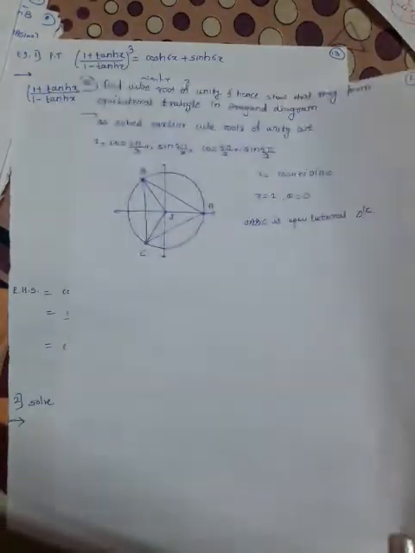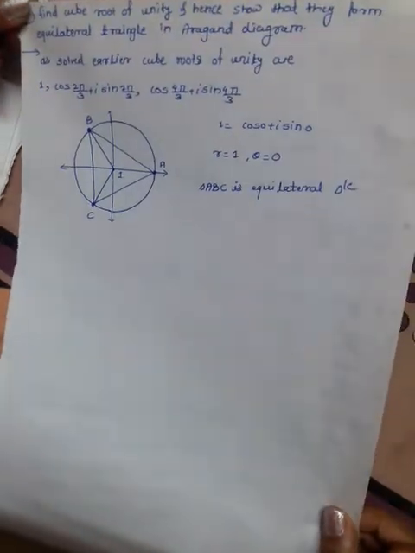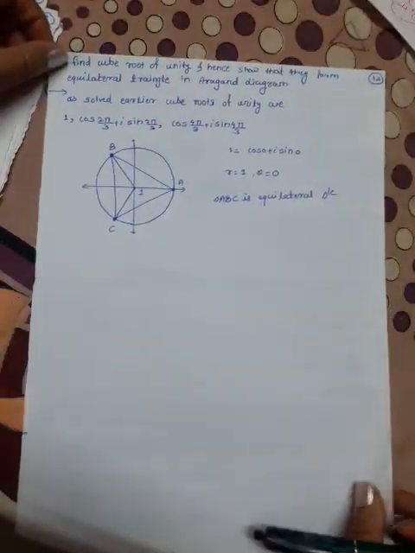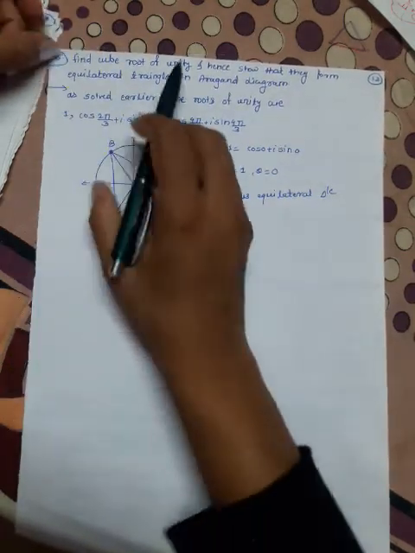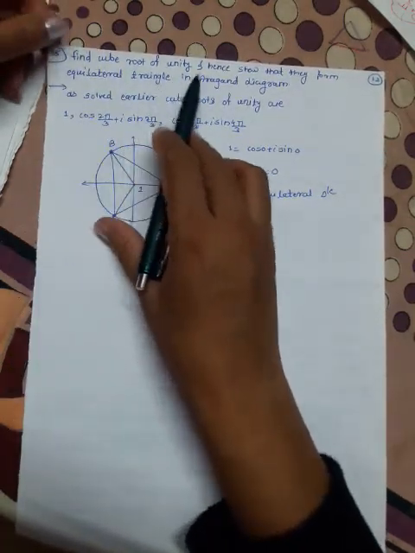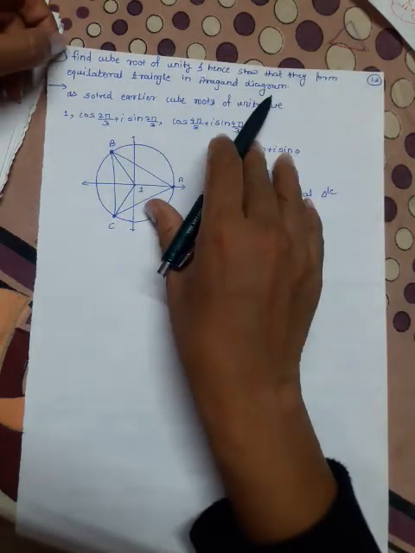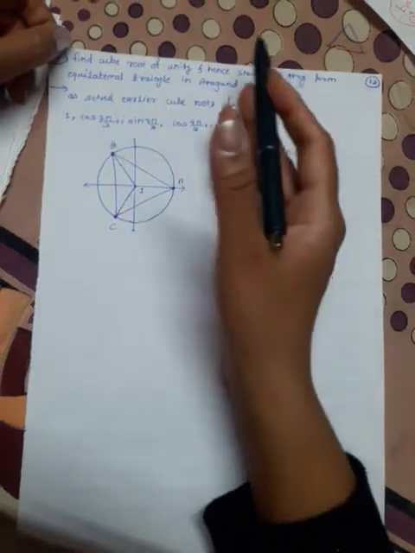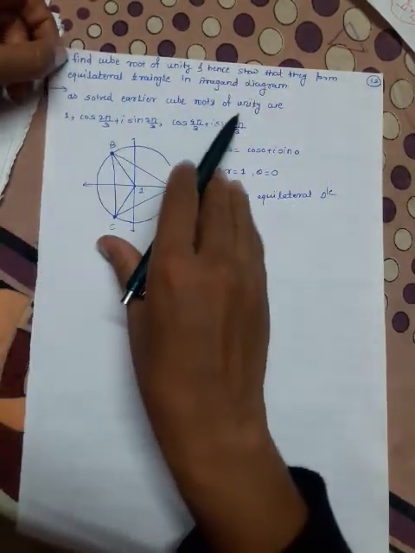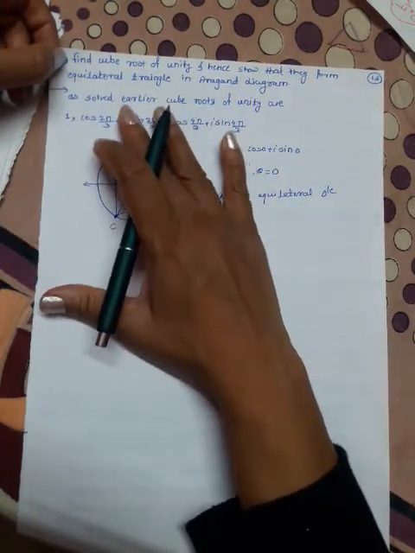Let us see the next example. This is an easy example. This is homework for you. I already solved this example. Find the cube roots of unity and hence show that they form an equilateral triangle in the Argand diagram. First we have to find the cube roots of unity. This example we already solved. We have to repeat the same answer, same steps.